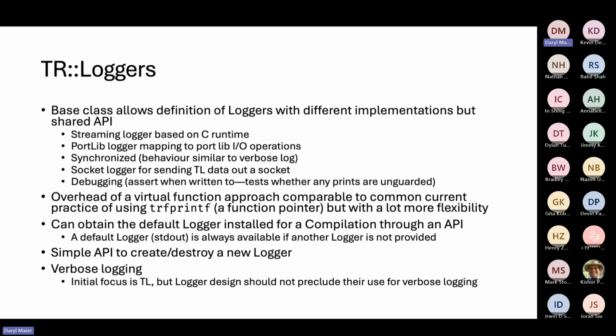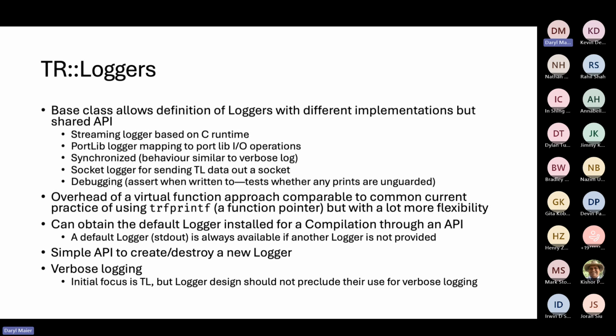You can use the default logger that would be available via the compilation through an API. Kind of like you ask for a log file right now through the compilation object. But one of the differences here is that there will always be a logger available, even if you haven't provided one on your own. And the default logger could very well be standard out. One of the advantages of that is that you don't have to continuously check, which is what we currently do, to see whether or not someone has actually installed a logger.